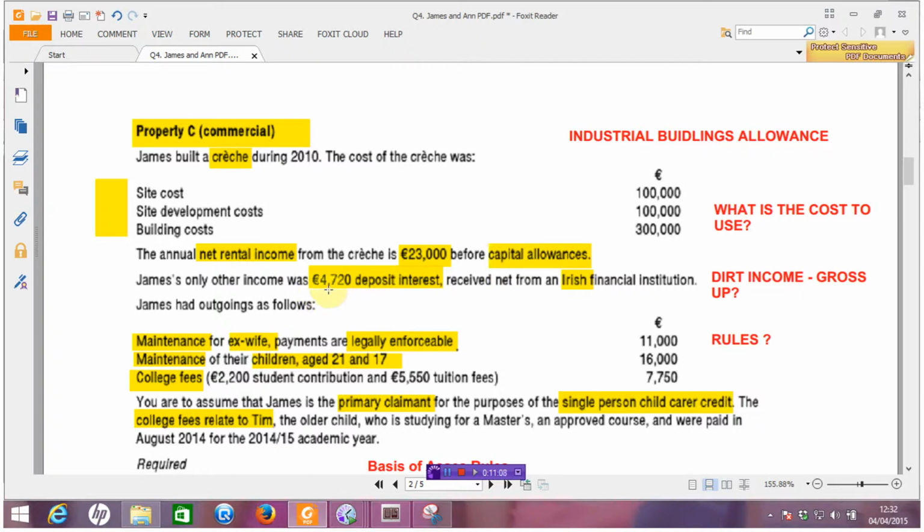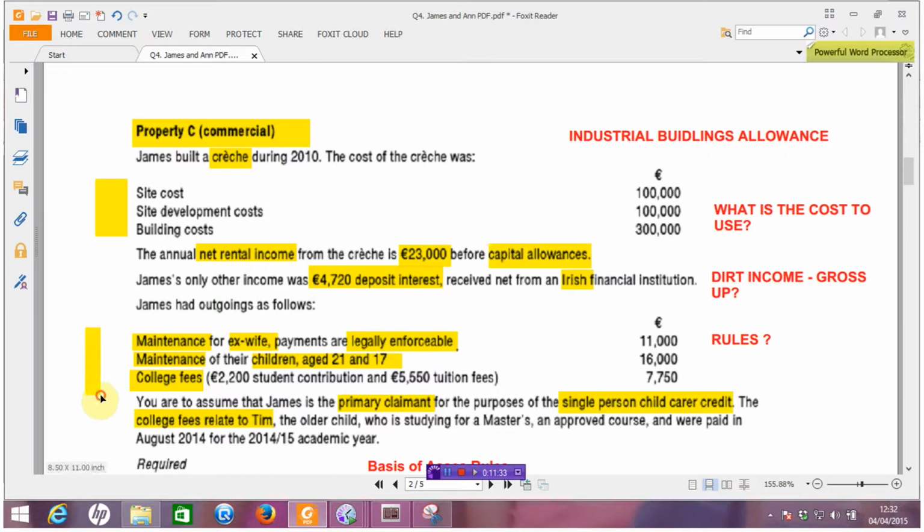Other information about miscellaneous investment income, deposit interest. Note that it's from an Irish institution. Let's be clear on the implications of that. I think that DIRT will be relevant. So what rate are we grossing it up at? Remember that all income that is included within the income tax computation needs to be included gross. So how do we get this figure in gross into the comp?